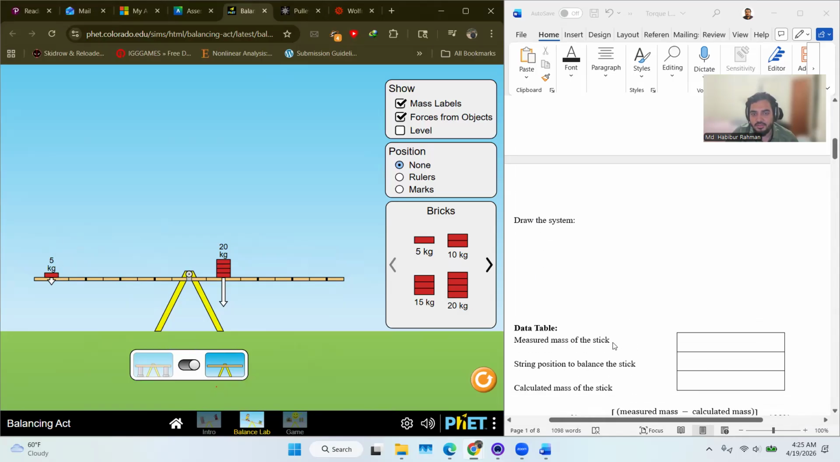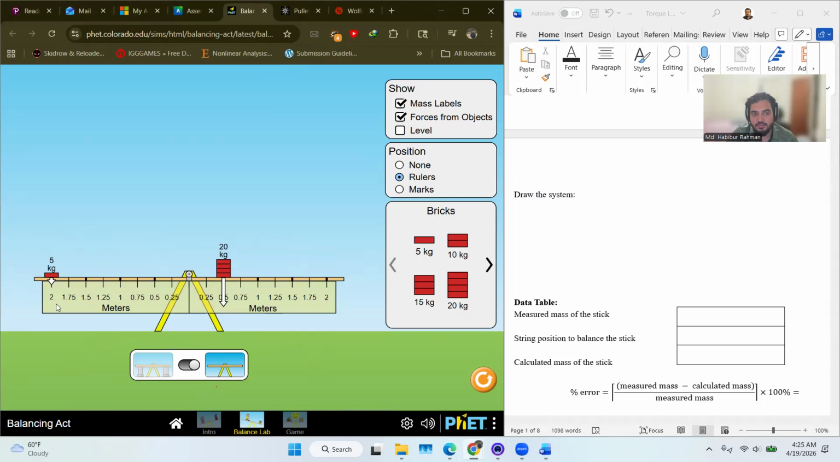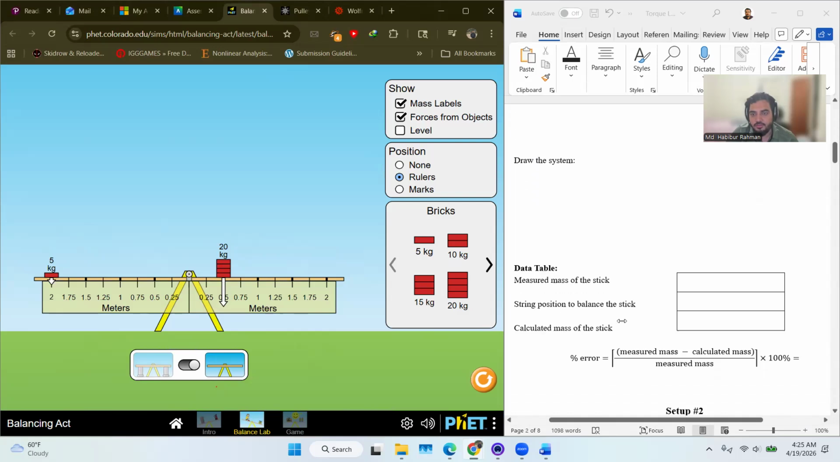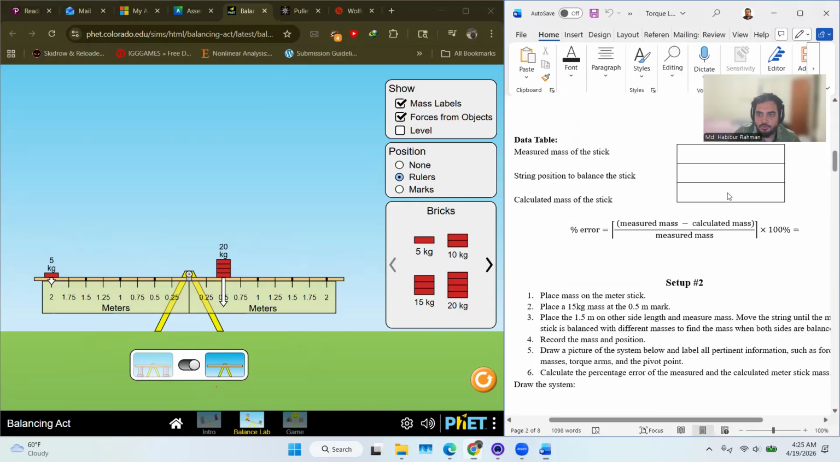The measured mass on the string is 5 kg on that side, and the string position on the balance. The position of the balance is what? And from the ruler, it's 2 meters till the mass of the stick. Oh, you don't have to do that because we are not doing the experiment here. So you don't have to do that one. I will delete that one later.